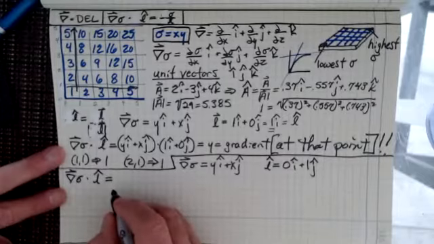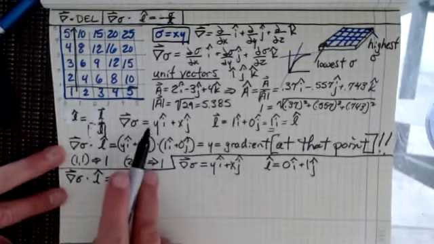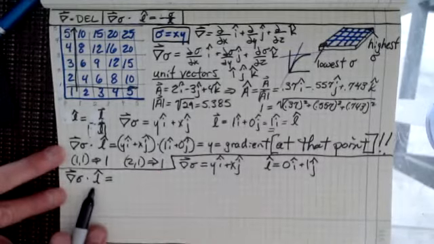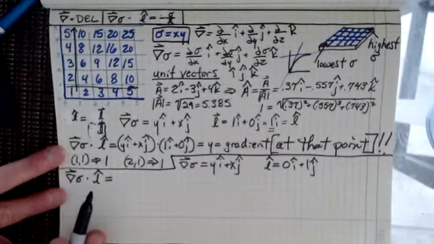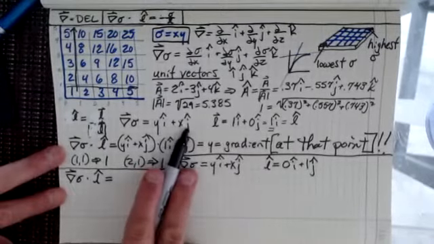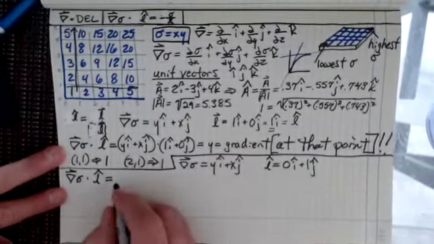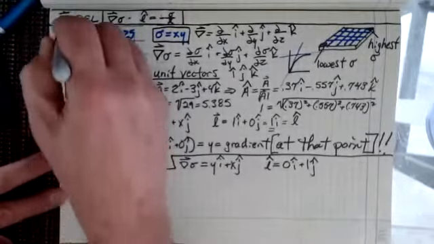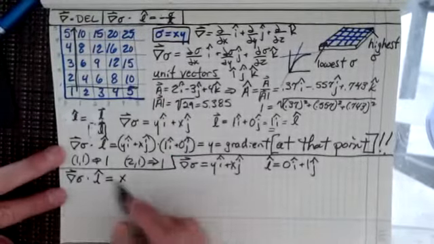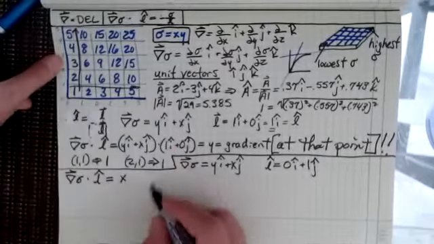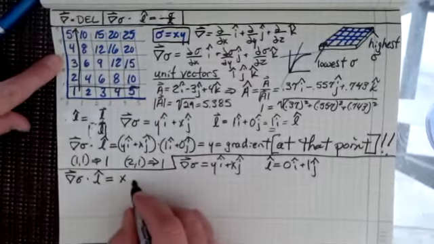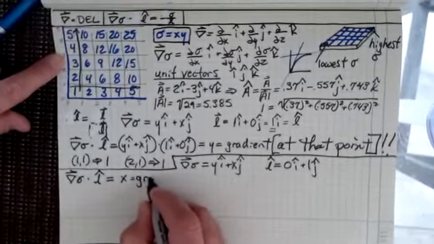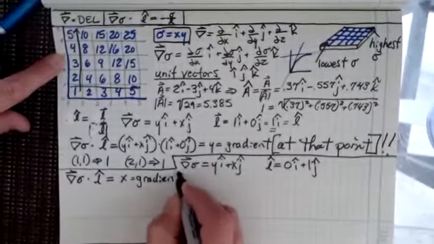Anyway, let's go back to this. So if I have y times i times 0, well, that's 0. And if I have x j times 1, that's going to give me x. So in this direction, if I put any number in there, I can find the slope or the gradient, right? That's the gradient in that direction.